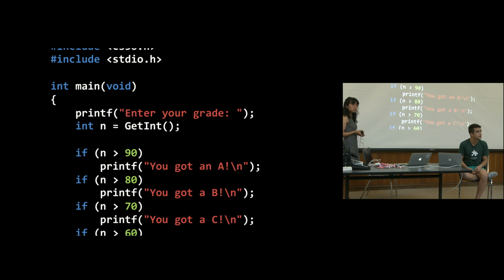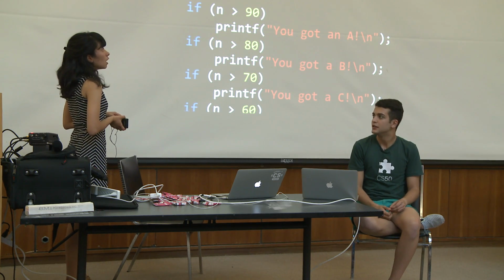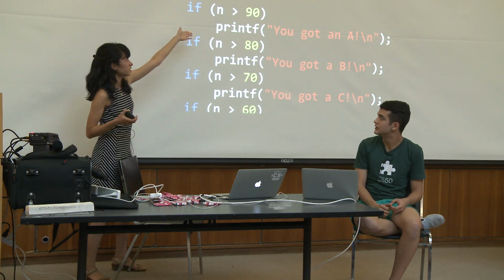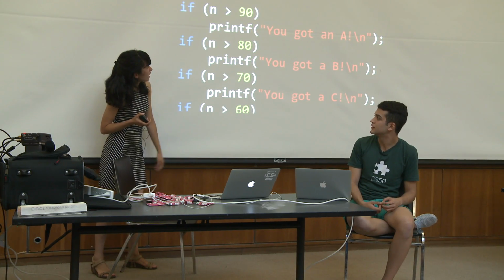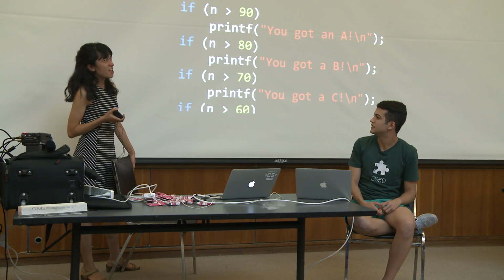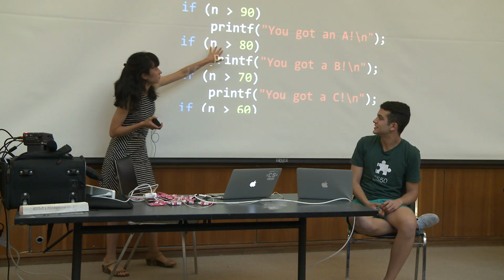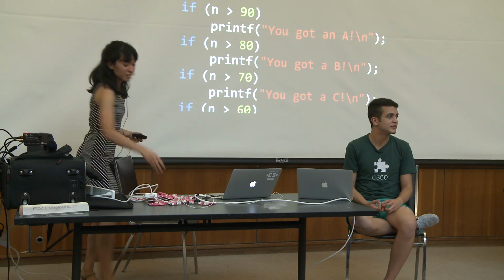Can you use a logical and for that situation? Yeah. That's another way that we could have fixed this problem. We could have defined ranges, right? So I could have said if n is greater than 90 and less than 100. Well, I guess this one doesn't really matter, but here I could have said if n is greater than 80 and less than 90, greater than 70, less than 80. That would have also worked.